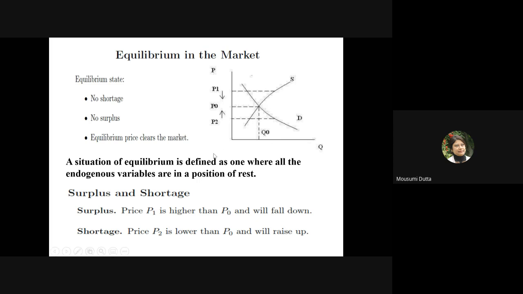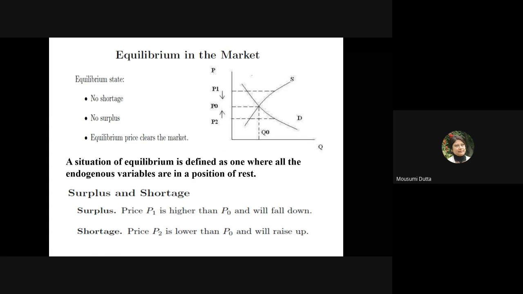A situation of equilibrium is defined as one where all the endogenous variables are in a position of rest. Now, what are the endogenous variables both for the demand and supply? Anyone? Quantity and price. So both price and quantity are endogenous variables.